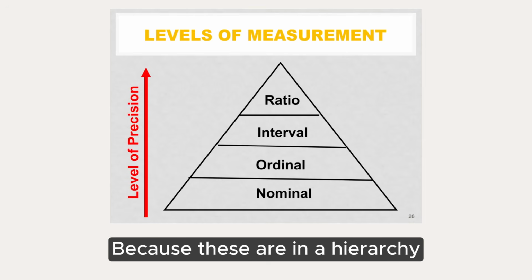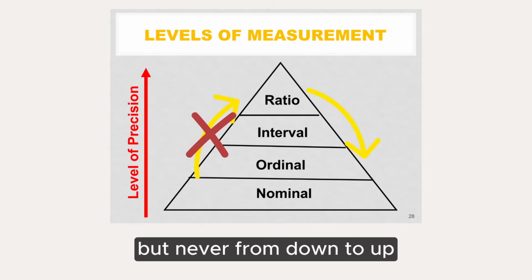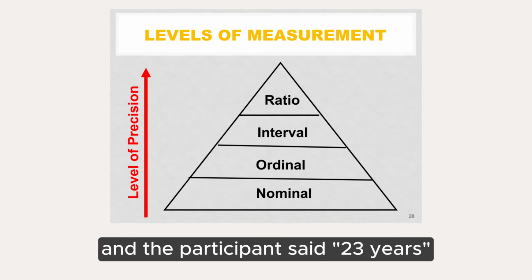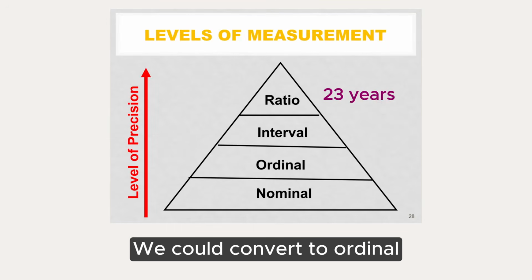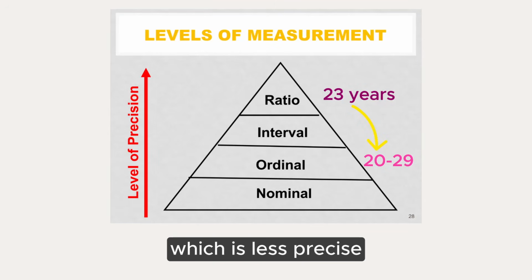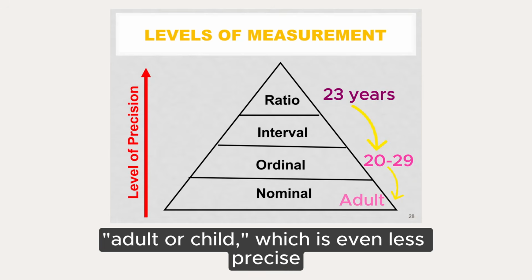Because these are in a hierarchy, they are different levels. You can convert from up to down, but never from down to up. For example, we collected age as a ratio data. We asked, how old are you? And the participant said 23 years. This is ratio. We could convert to ordinal, which is down, and say age group is 20 to 29, which is less precise. We could even convert it to nominal by saying adult or child, which is even less precise.